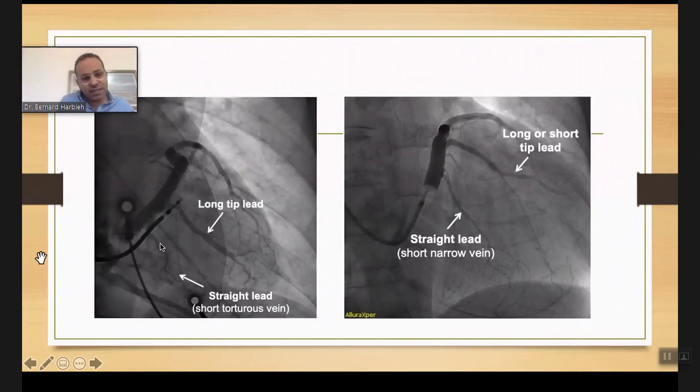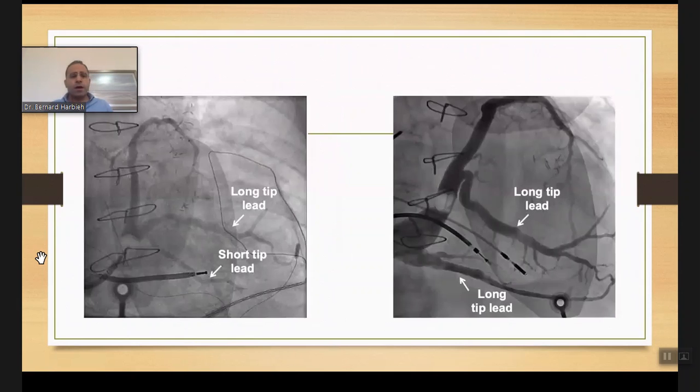So if you're targeting this branch, though we prefer not to, but sometimes it's targeting this branch, it's tortuous and short, try to go for a straight lead, not to go for a curved lead.